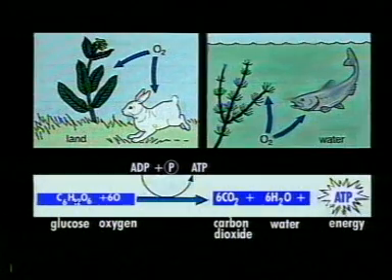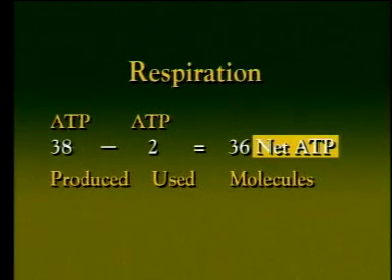This figure here shows an overall equation of aerobic cellular respiration, a process that usually begins with glucose. The overall equation for aerobic cellular respiration is the coupling of glucose breakdown to ATP buildup. Now, during respiration, the breakdown of one glucose molecule results in the production of 38 ATP molecules. The process itself utilizes 2 ATP molecules, therefore the net gain of respiration is 36 ATP molecules.